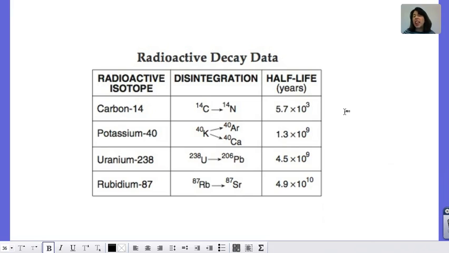Uranium-238 has a half-life very similar to how old the Earth is. Okay? The Earth is inferred to be 4.6 billion years old. Uranium-238's half-life is 4.5 billion, so we'd use that for something like the formation of the solar system. Rubidium-87's half-life is greater than what we infer the existence of the universe to be. So that one has a super long half-life. That takes a long time to break down.